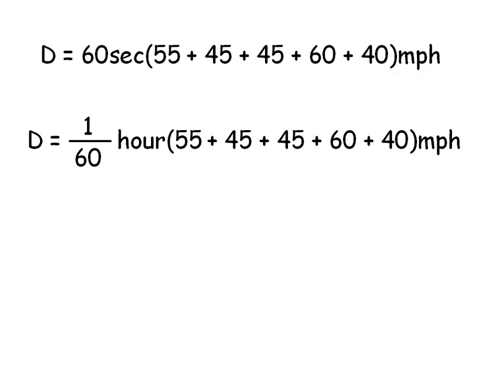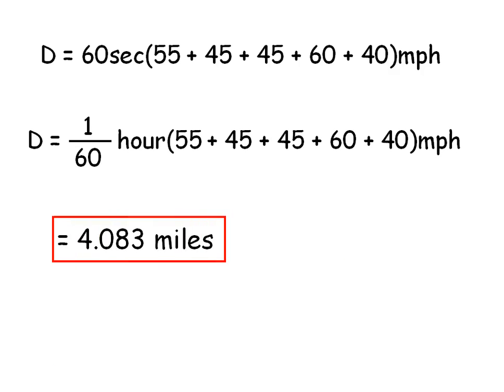So you have to watch that you're multiplying seconds times miles per hour, and you have to convert the seconds into hours. As you do your calculation, it'll be 1/60 times 55 plus 45 plus 45 plus 60 plus 40, and the estimation here, the distance traveled, is about 4.083 miles.